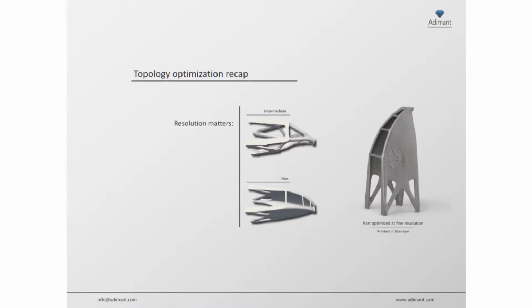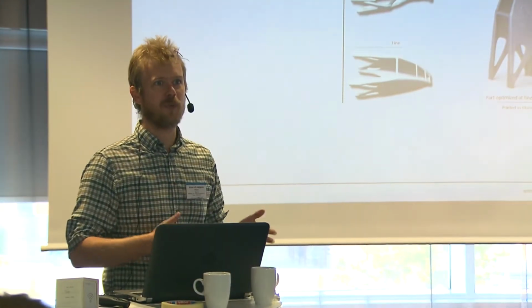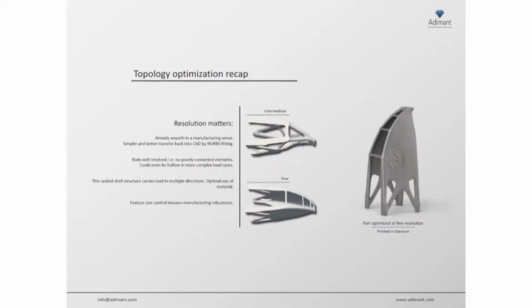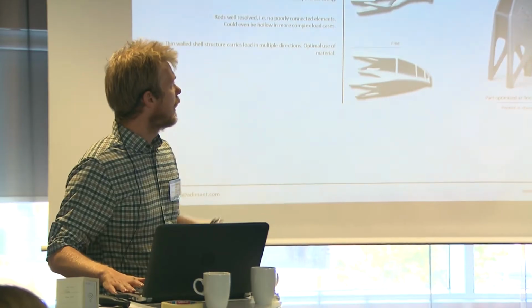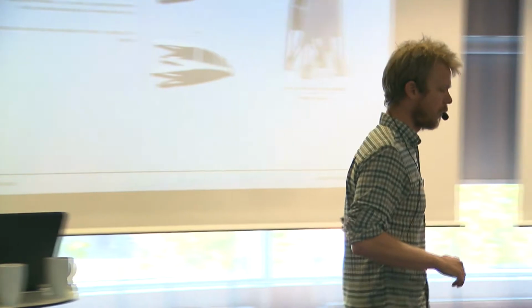So just to recap a little bit, in topology optimization, resolution matters. If you run your problem high enough and don't take any shortcut, then your design is already smooth, so you don't need to do the manual smoothing. You have tens of thousands of points per surface, so it's much easier to fit a NURBS surface or something if you want to go that road. You resolve your ruts, etc. really well, and there's no disconnected elements left. And we could even start to see hollow ruts. And then we very often see these wall structures formed.